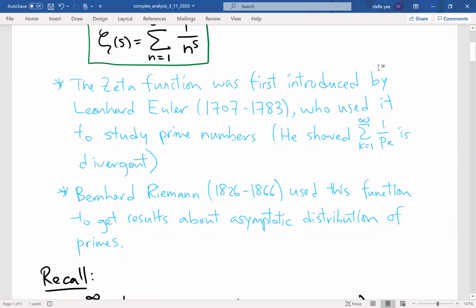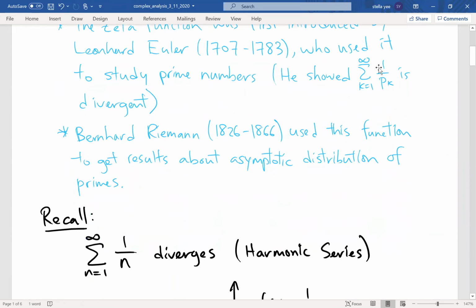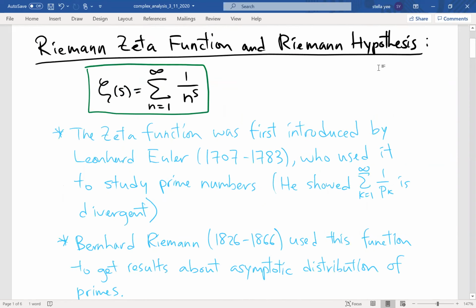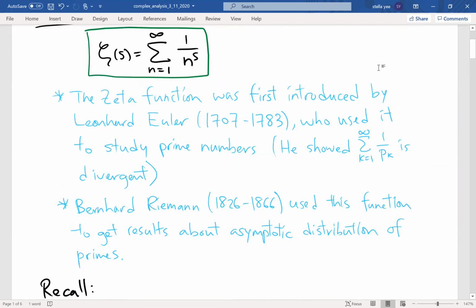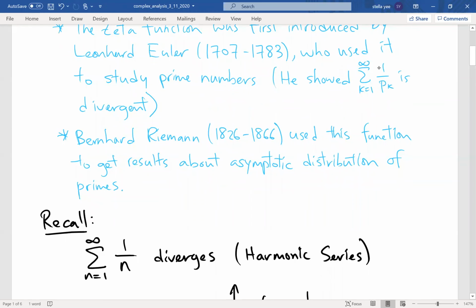But Riemann used this function to get results about how the prime numbers are distributed. So we'll get there. Okay. So note that we know one thing about the zeta function. If you let s be 1, it's just the sum of 1 over n, and that's the harmonic series. So we know that this thing diverges. So it does not converge there.